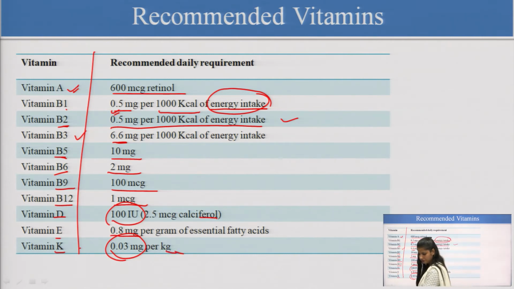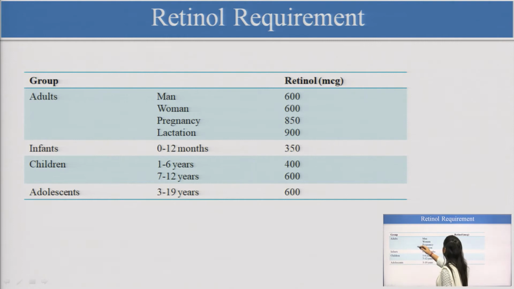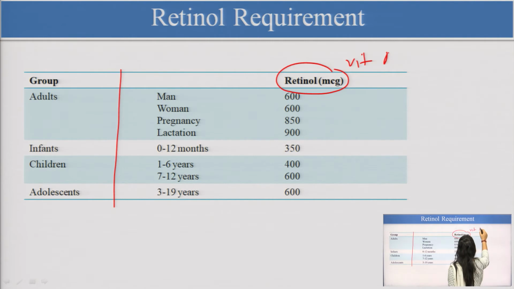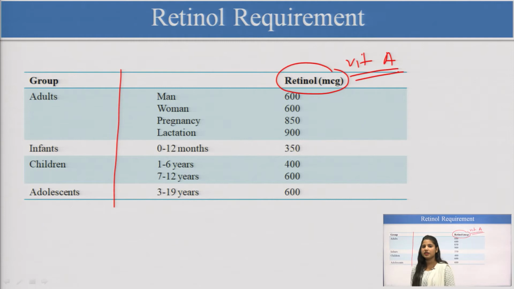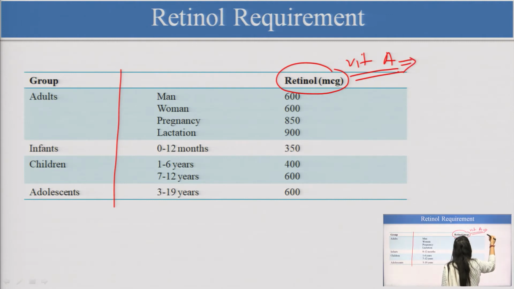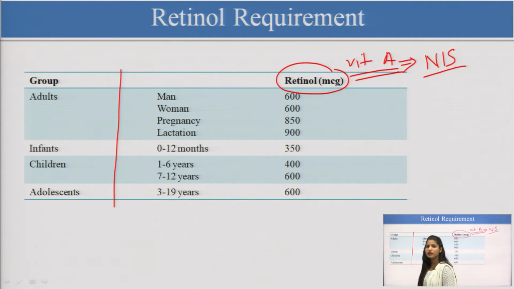Now, coming to retinol. This retinol means we are talking about vitamin A. Vitamin A is deficient in children, that is why there are many problems we have seen of child blindness. And with vitamin A also, we have one program the government has launched under the NIS, National Immunization Schedule. So, we will see later what the requirements are and how the dosages are given in the National Immunization Schedule. Here we have some groups for vitamin A, what should be given.